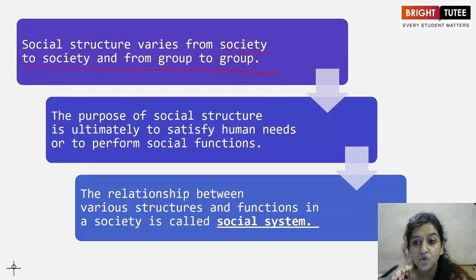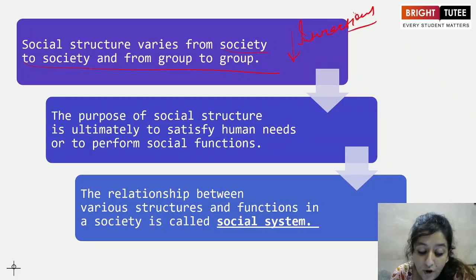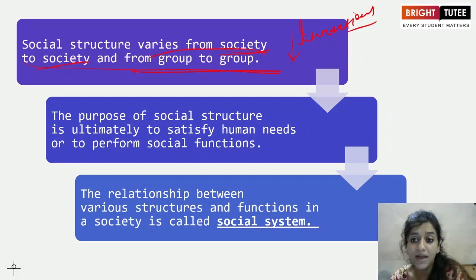So, whatever the social structure is, whatever the hierarchy is, whatever the division of the work for all of the people is, whatever the kind of interaction is, it varies from society to society and from group to group. Now, why is it there? You and me talking or interacting will have some other kind of interaction, some other flow of the conversation.